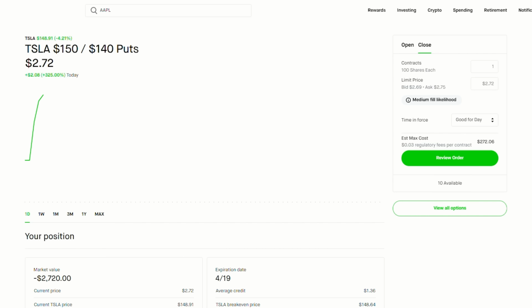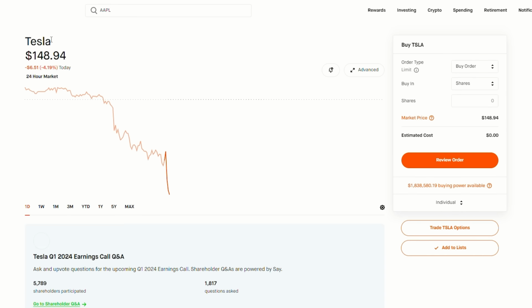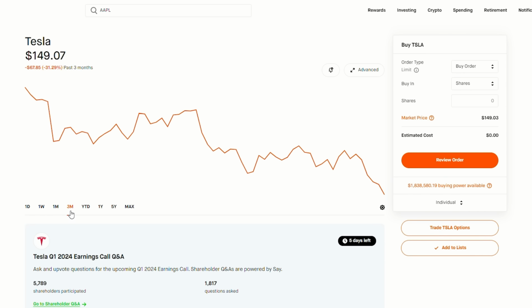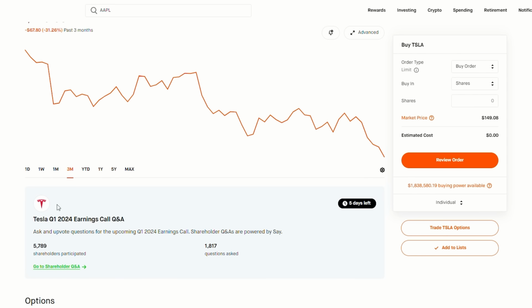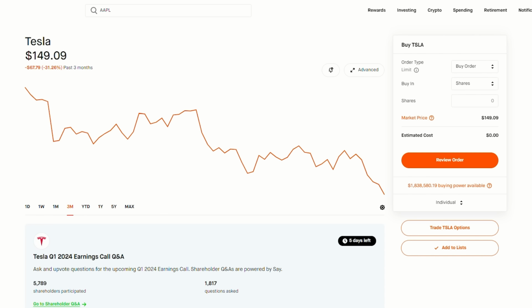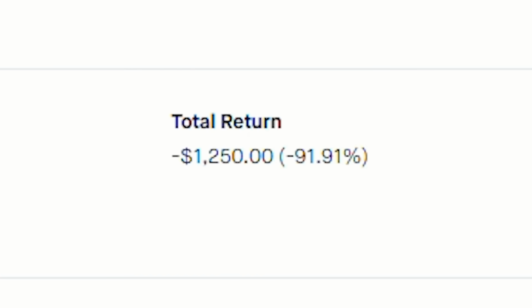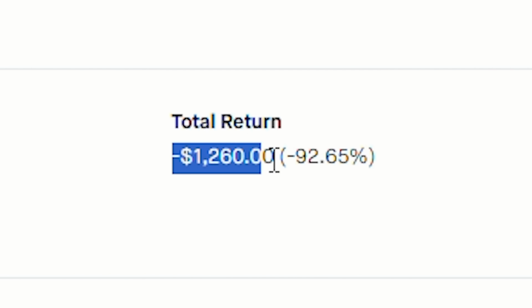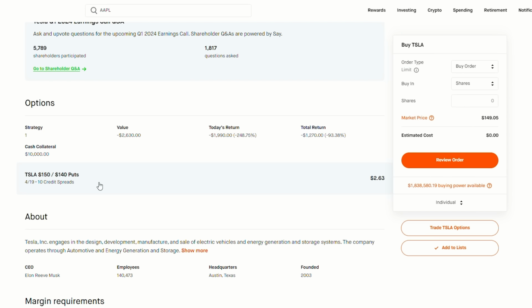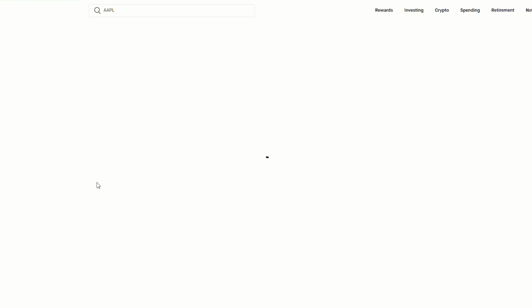If you want to see me roll this and how I use risk management and adjust this position, this is a perfect example, especially because Tesla, let's just take a look at Tesla real quick. Tesla has recently really fallen down. I mean, the stock is taking a tumble for a number of reasons. They do have earnings coming up in 5 days. And overall, my position, which is not that big of a position, is down a decent amount. I'm down $1,260.